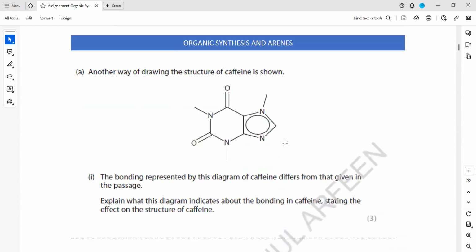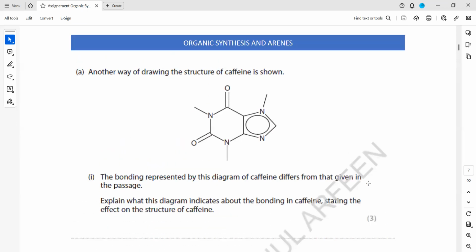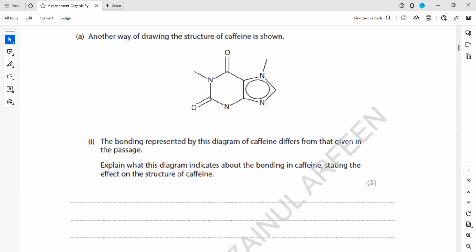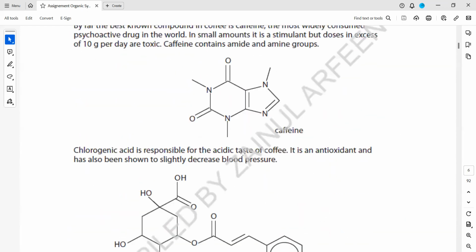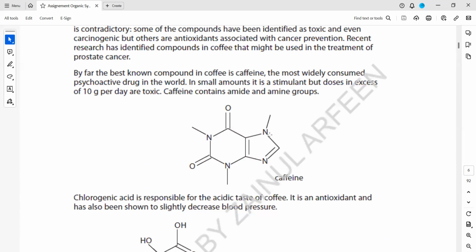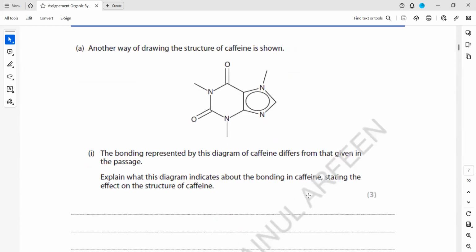Another way of drawing the structure of caffeine is shown. Does the bonding represented by this diagram of caffeine differ from that given in the passage? Explain what this diagram indicates about the bonding in caffeine and state the effect of the structure. This is what was stated in the beginning, and this is what it actually is. So how do the two differ from each other?